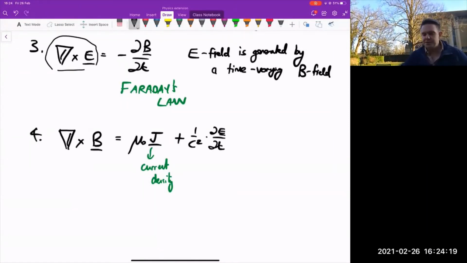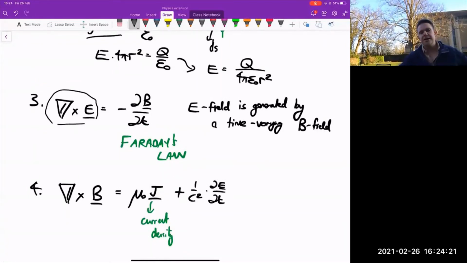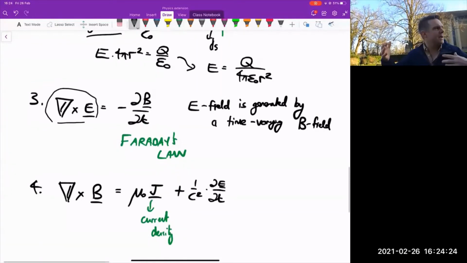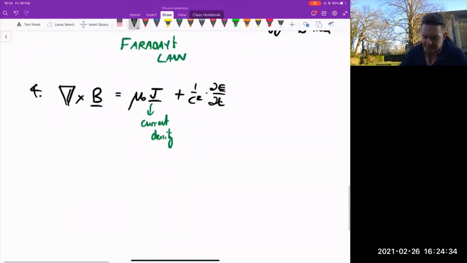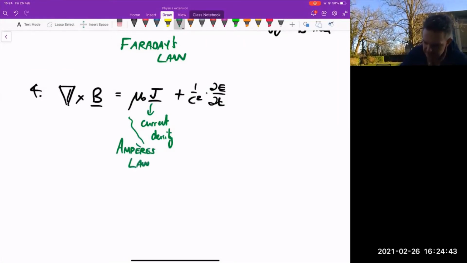Okay, so just as changing magnetic fields generate an electric field, changing electric fields generate a magnetic field. So there's a two-way process going on here, which is important for a reason I'm going to come on to in a minute. So this is called Ampere's law, this bit. Ampere with a grave accent, I think. Anyway, let's just write it without an accent. Ampere's law tells you that currents generate magnetic fields.